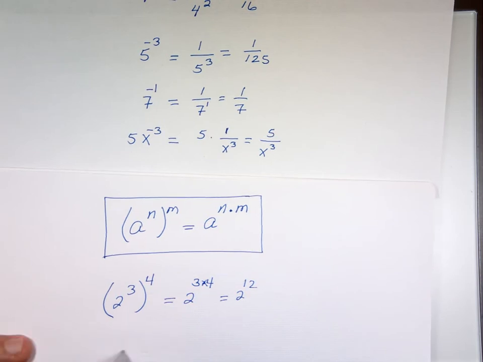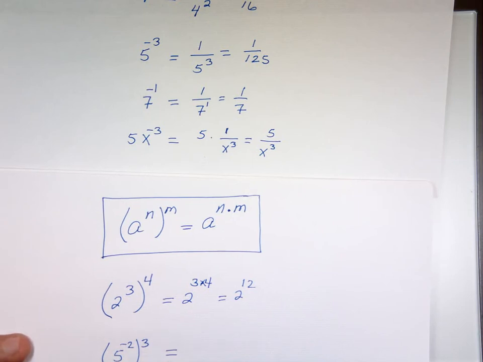If I have 5 to the negative 2 to the third power, power to power, you multiply. That's 5 to the negative 2 times 3. What's negative 2 times 3? Negative 6. We don't like negative exponents, so what do we do? 1 over 5 to the 6.